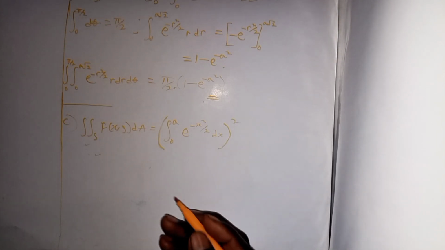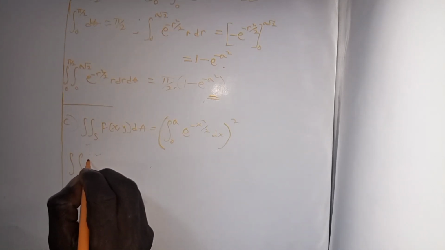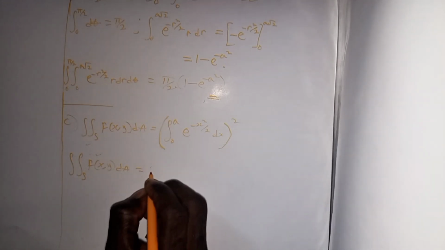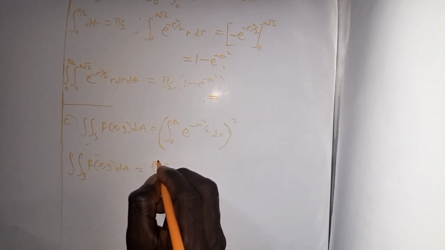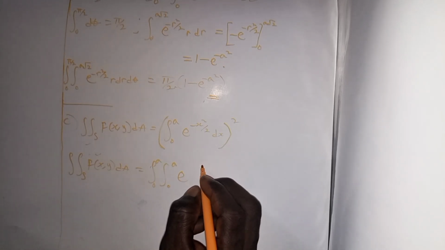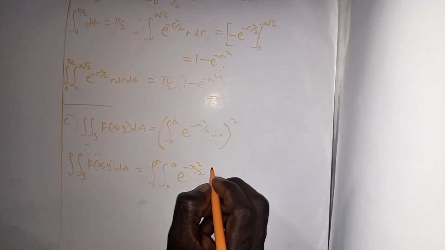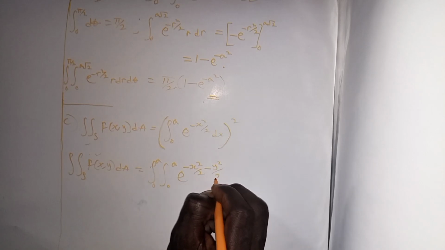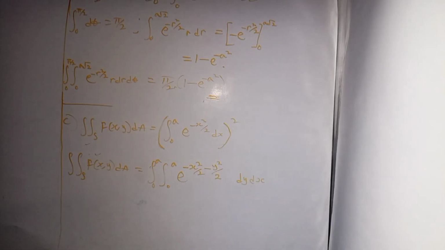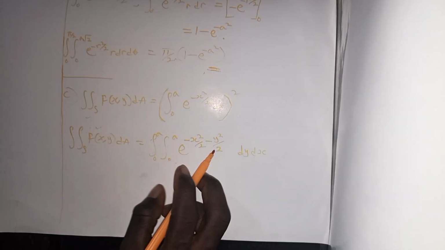So now we can solve this by breaking it down as the integral over the region S of f dA. Since this is a square, you can repeat it and write it in this form. Then working our way around this, we have exponential minus x square over 2 minus y square over 2 dy dx. So let's simplify this right hand side.